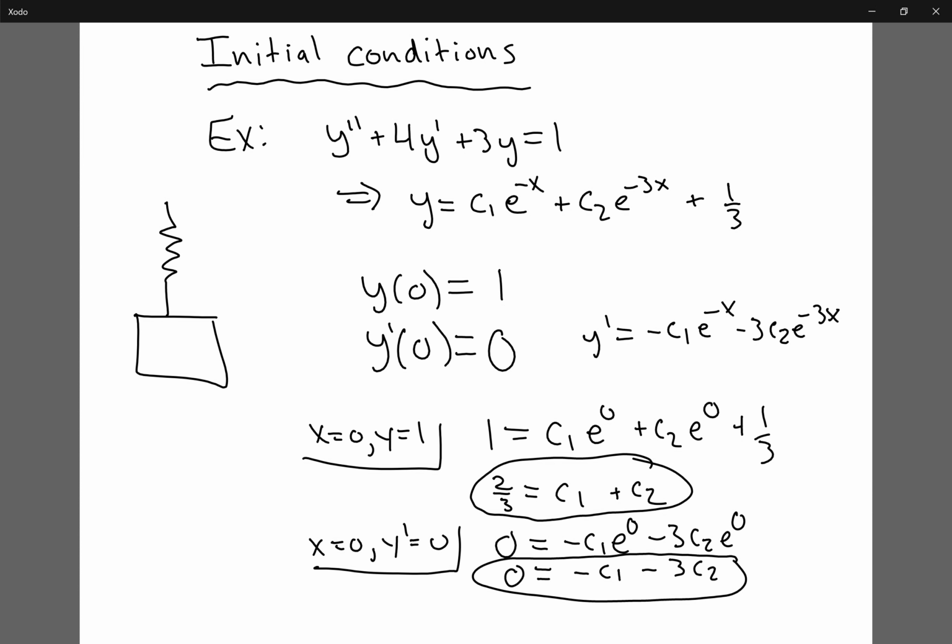And we have two unknowns, which suggests that there should be a unique combination c1 and c2 that satisfies this initial condition, which is the initial position and the initial velocity if we're thinking about this as a motion problem. Okay, so then we could use our techniques from linear algebra to solve. We'll do that on the next page. We had c1 plus c2 equals 2/3, and minus c1 minus 3c2 equals 0.